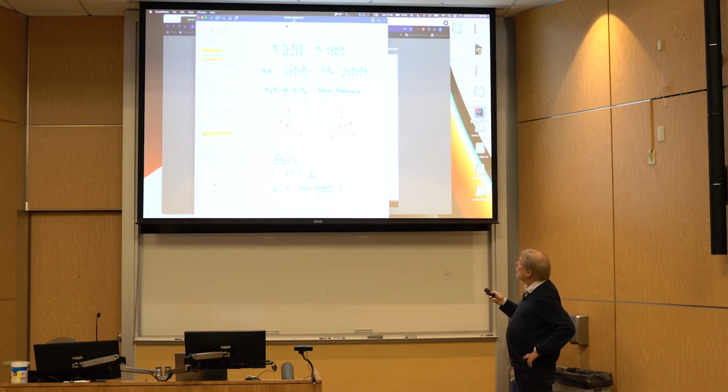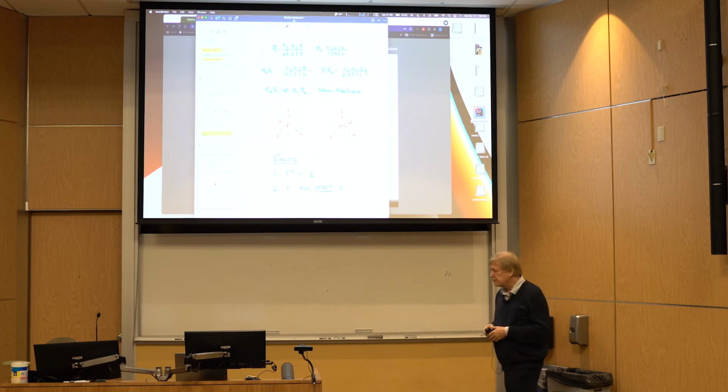So pi 2, pi 1 is a transformation R, which is a clockwise rotation by 120 degrees. The other transformation, pi 1, pi 2, is the opposite rotation, rotation by 120 degrees counterclockwise. My arrow should be pointing the other way. With that interpretation, it's obvious that if you apply R three times, you get the identity. So it's what's called a transformation of order 3. That's the smallest number n such that R to the n is 1.